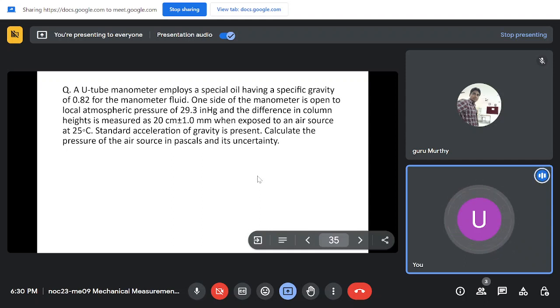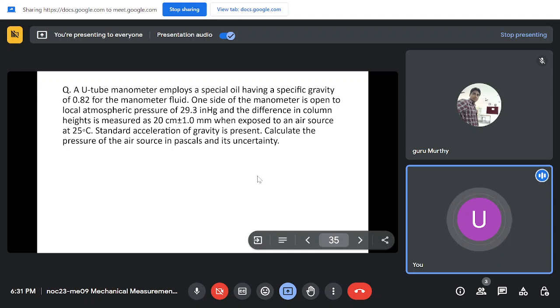So moving on, the next question is, we have a U-tube manometer which employs a special oil having a specific gravity of 0.82 for the manometer fluid. So the manometer fluid is oil with a specific gravity of 0.82. One side of the manometer is open to local atmosphere, the pressure of which is 29.3 inch mercury. So this is given in inch.